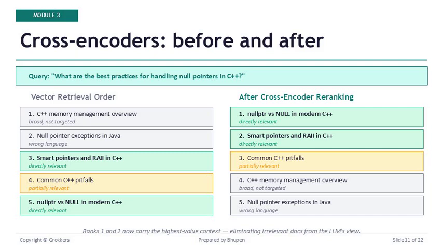But here's a question. What about signals that no neural model can pick up? Things like document freshness, source authority, file type? That is where our third approach enters the picture.